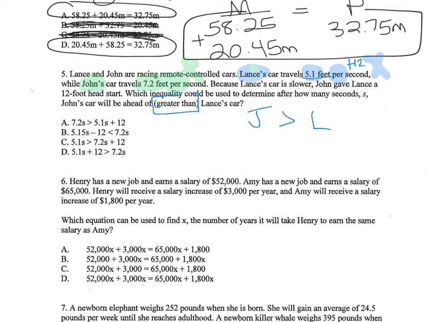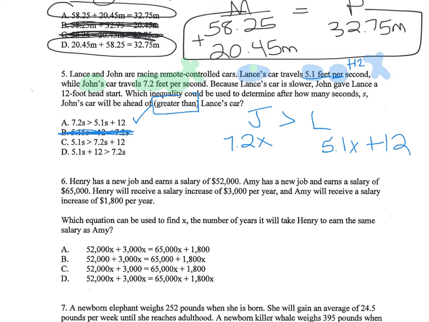On Lance, he was 5.1 feet per second. That per tells us where the variable goes. And then plus 12, he gave him 12 extra feet. And then John just went 7.2 per second. And let's see. This one looks pretty good. Let's see, 5.1 minus. No, he didn't take that away from him. That would be sad. He did not take away.